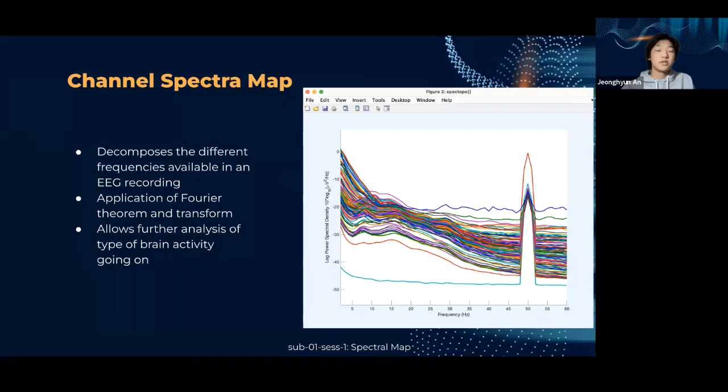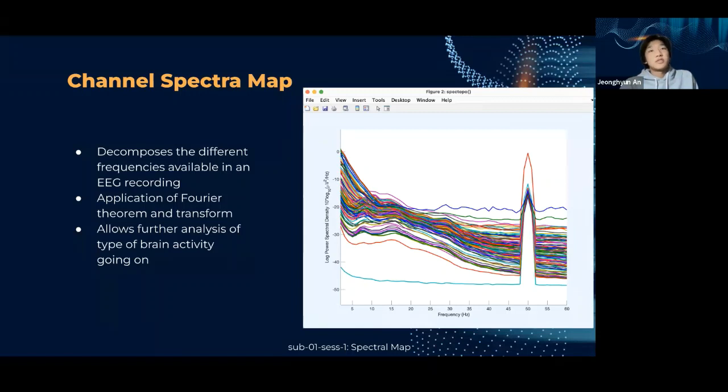So what you see here is a channel spectra map. This graph uses several mathematical functions like the Fourier transform to decompose the EEG data we have in all 128 channels to the different frequencies that overlap. The EEG machine is a very sensitive one, and it collects all the electrical signals from the brain and the environment around it, as Rick explained.